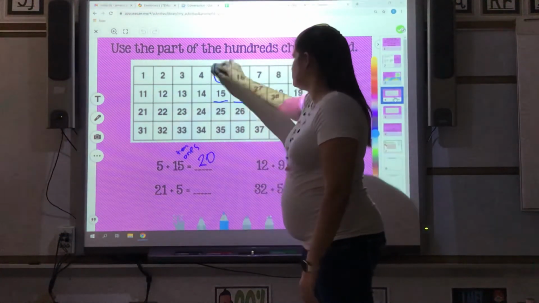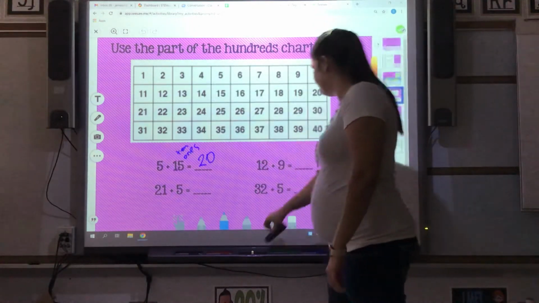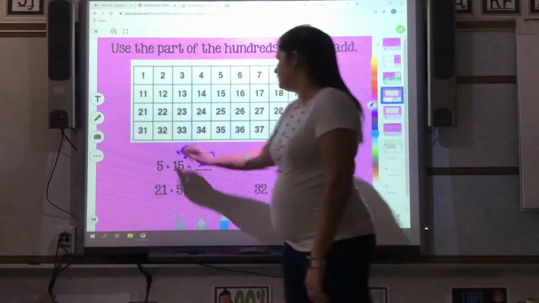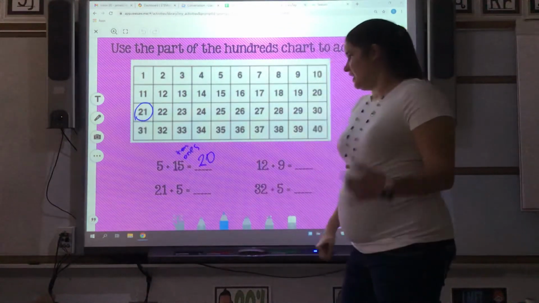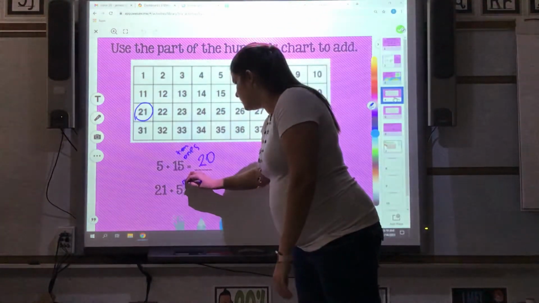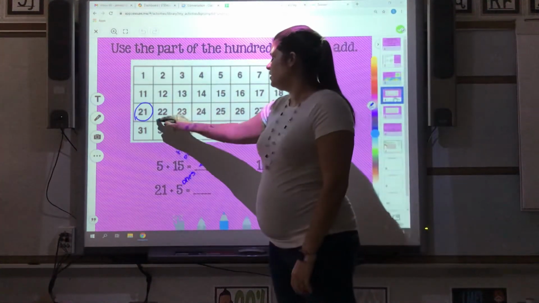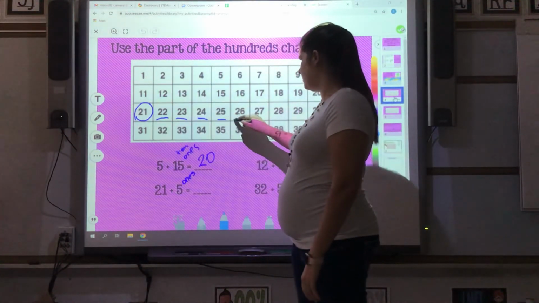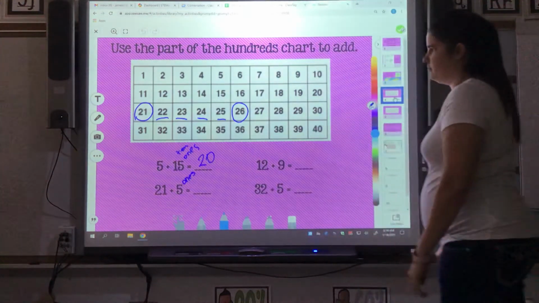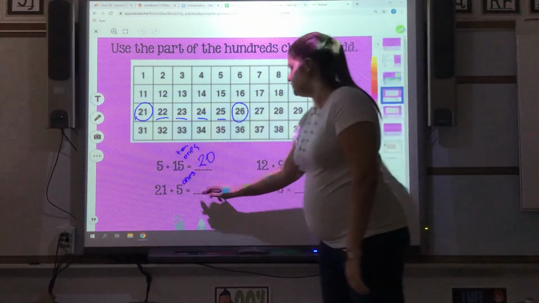Let's look at the next one. 21 plus 5. 21 is our first number, so I'm going to put a circle around 21. And the number 5 is just ones. There is no 10 there, so all I need to do is count 5 more. 1, 2, 3, 4, 5. 21 plus 5 is 26.